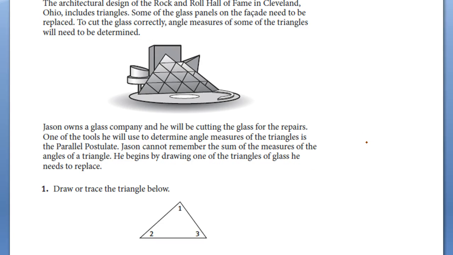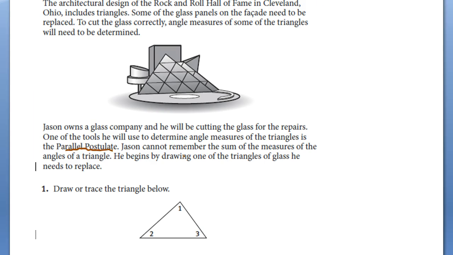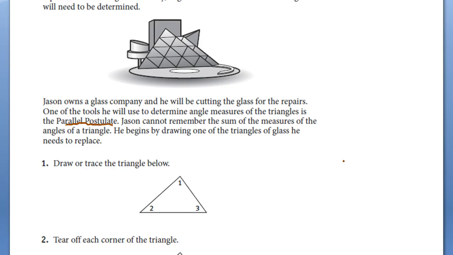Jason owns a glass company, and he'll be cutting the glass for the repairs. One of the tools he will use to determine angle measures of the triangles is the parallel postulate. Jason cannot remember the sum of the measures of the angles of a triangle. He begins by drawing one of the triangles of glass he needs to replace.